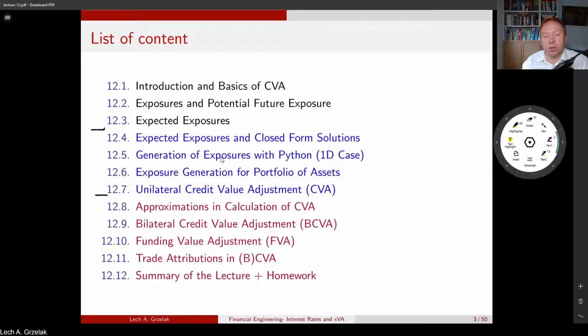Given that, we will simulate the value of exposure for two portfolios, one consisting of one interest rate swap, and the second of two interest rate swaps. Then you'll also be able to see the netting effect. So what happens to your exposure profiles if you introduce multiple products into your portfolio? That will be a nice experiment.